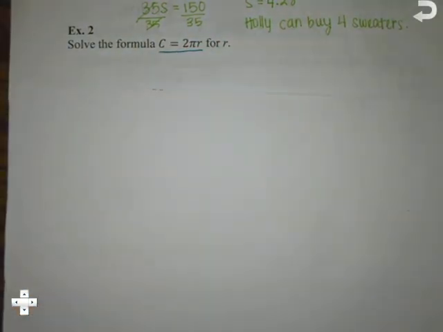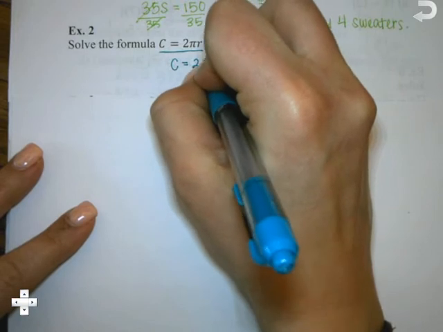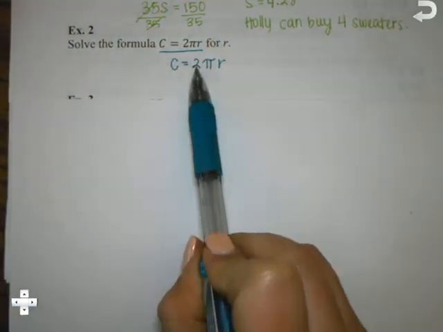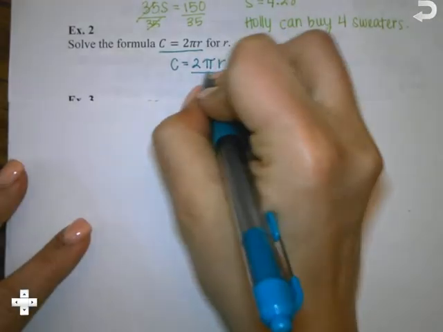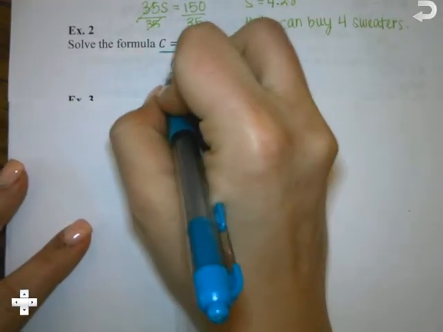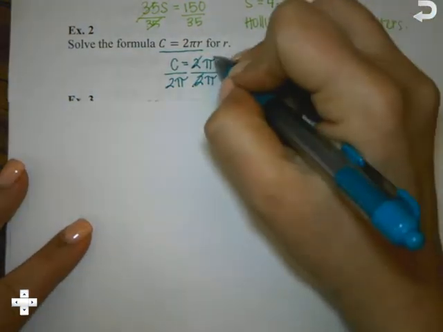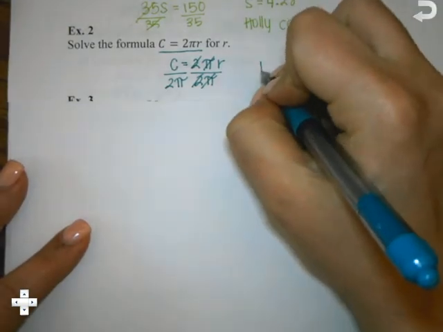Okay, so that I can show my work, I'm going to write it again. You guys don't have to. How would we solve for r? I have 2 pi attached to it. How is 2 pi attached to the r? Multiplied. So how would I get rid of it? Divide. So divide both sides by 2 pi. So then the 2's reduce to 1, and the pi's reduce to 1. So that leaves me with r equals capital C over 2 pi.